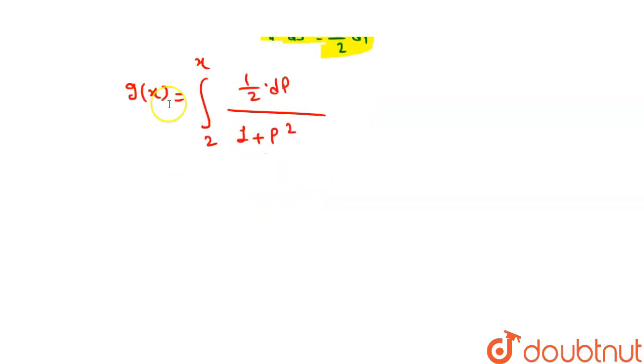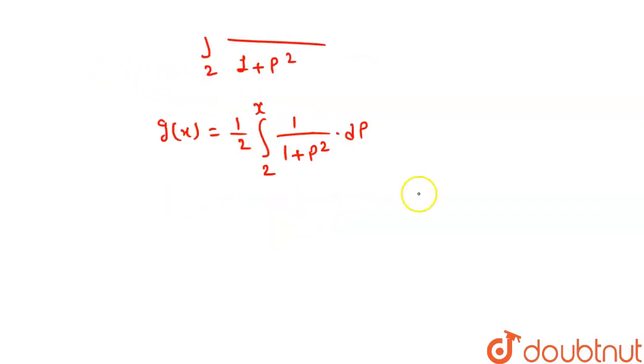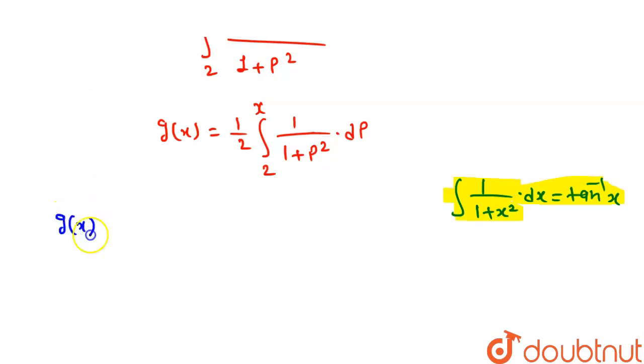Now in the next step g(x) is equal to, half is a constant, so take it outside the integral, and that is the integration from 2 to x of 1 upon 1 plus p square into dp. Now we know that the integration of 1 upon 1 plus x square is tan inverse x. So we use this formula here. So g(x) is equal to half times the integration of 1 upon 1 plus p square, that is tan inverse p, and the limit is from 2 to x.